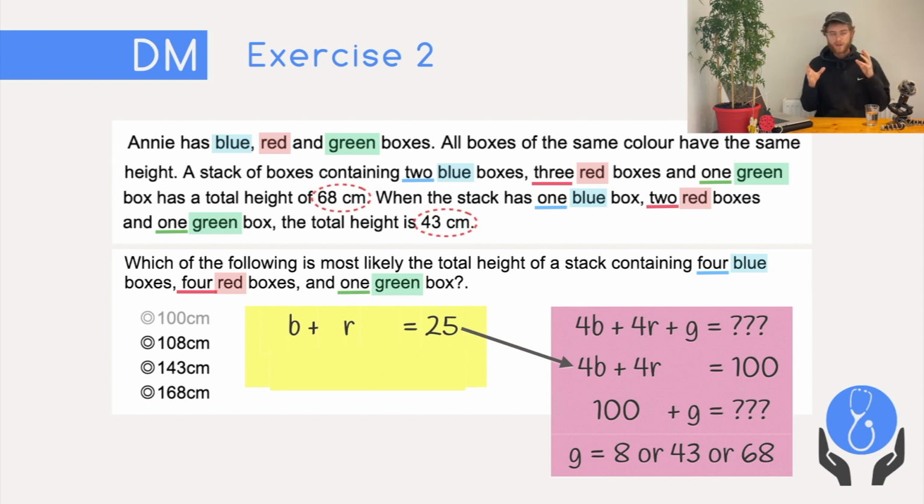boxes. And if you're kind of thinking about what this would look like in your mind, imagine if the green box was 43 centimeters tall or 68 centimeters tall. This wouldn't be possible because the stacks that it was a part of are only that tall. So again, that doesn't fit because you've got to fit in the red and the blue boxes in there as well. So that means that we can exclude 43 and 68 as possible answers, which means that the correct answer is B, which is 108 centimeters.